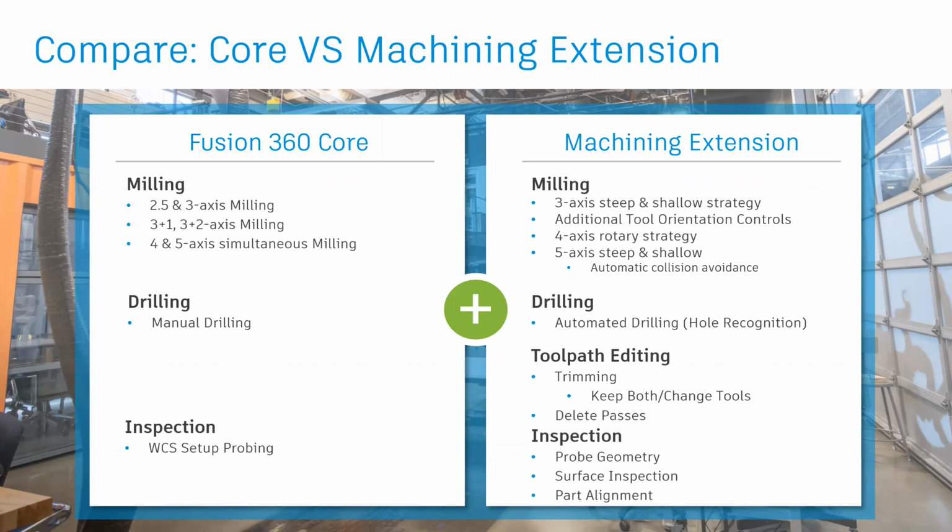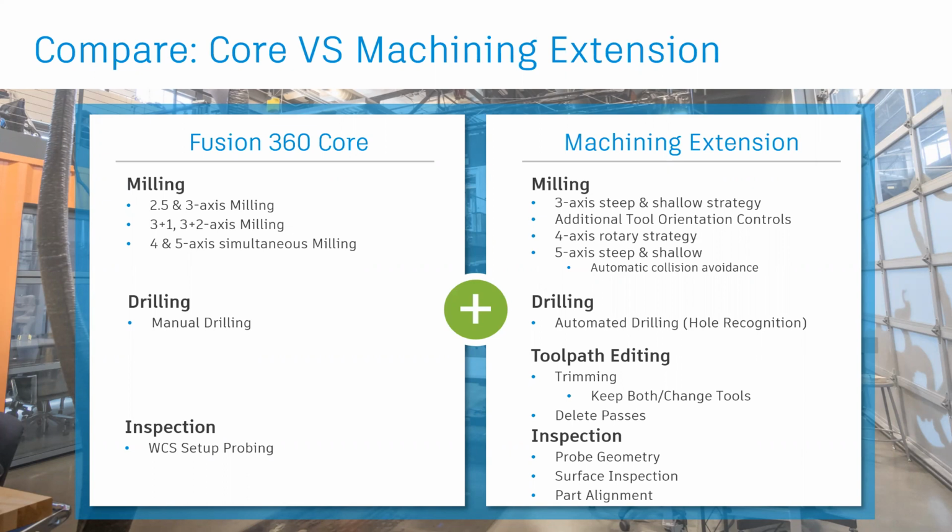Now we'll see the comparison between core Fusion 360 and the manufacturing extension. The core Fusion 360 will basically cover turning and 2.5D milling, 3-axis milling, as well as 3+2 and 4-axis milling, and it will also support 5-axis for SWARF finishing. The next one covers manual drilling, whenever you are doing drilling, and inspection will only support work offset setting, that is called work offset probe settings.